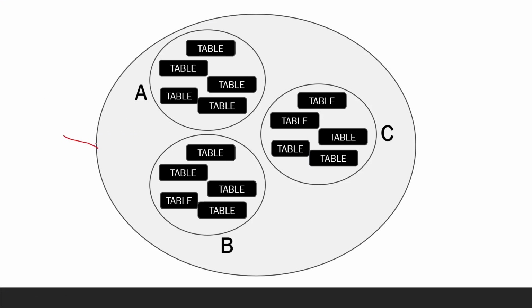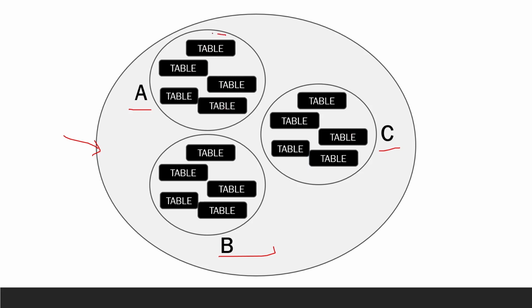Imagine this outer circle as your local host where your databases would be stored. This A, B and C are the databases which have multiple tables. Like for example, A has multiple tables here, table 1, table 2, table 3, table 5. Same goes with B and C database.